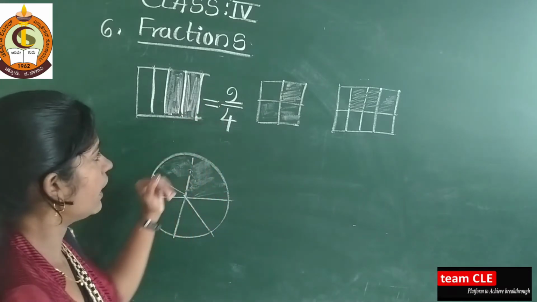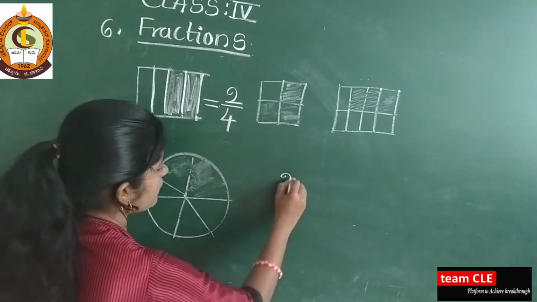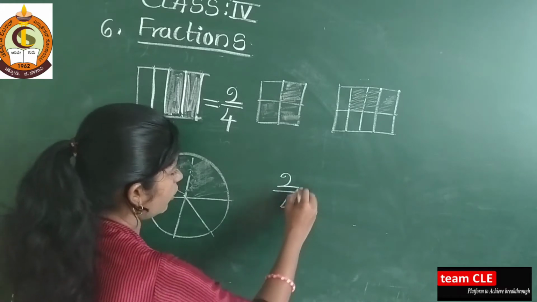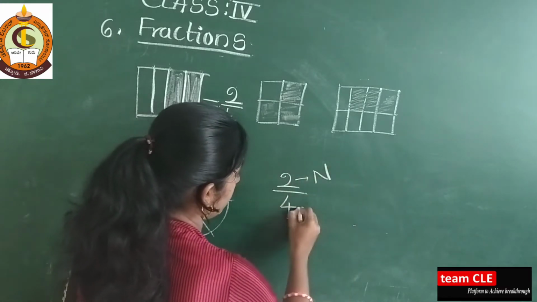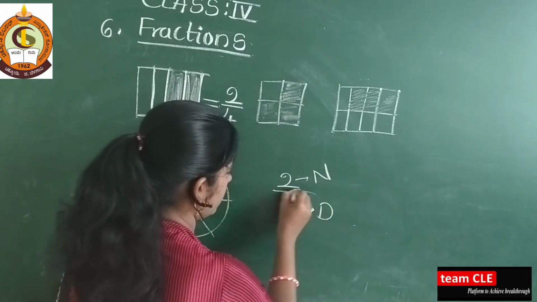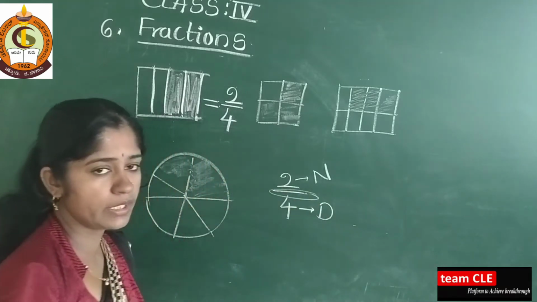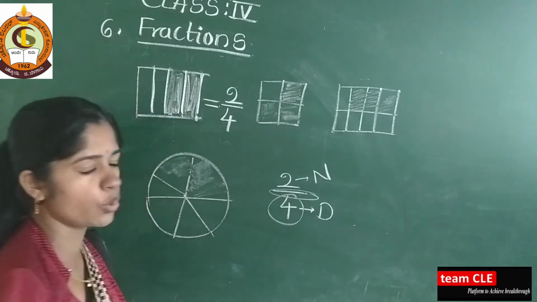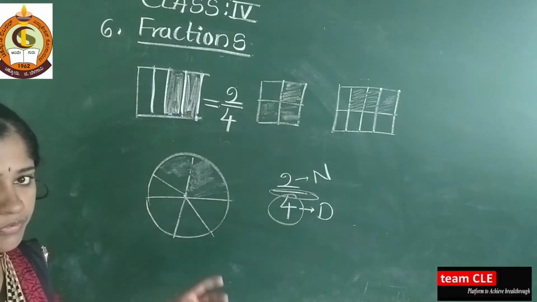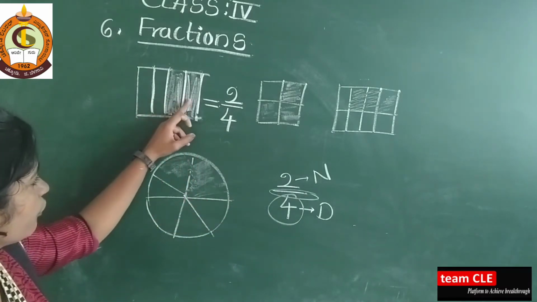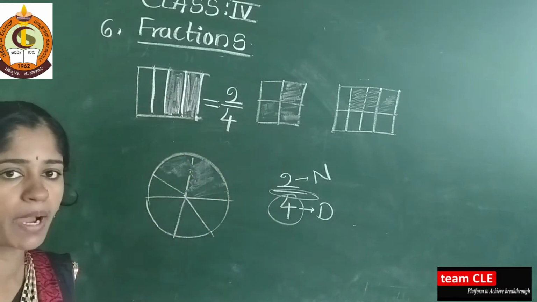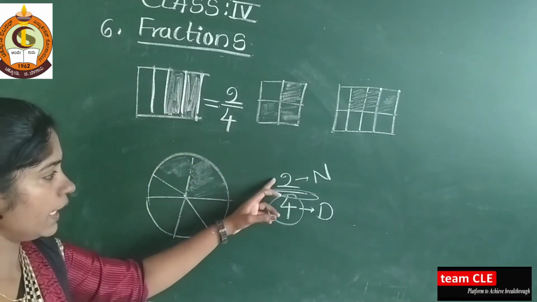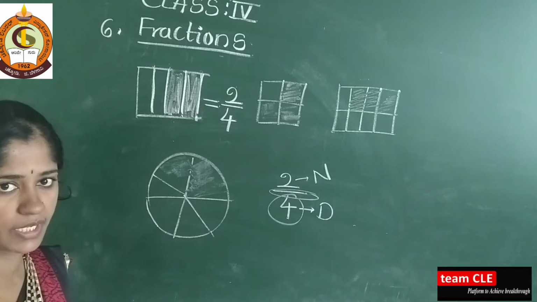2 by 4. This is the numerator, this is the denominator, and this we are calling the dividing line. The denominator always shows the total parts in the figure, see here 1, 2, 3, 4, and the numerator represents the shaded part.